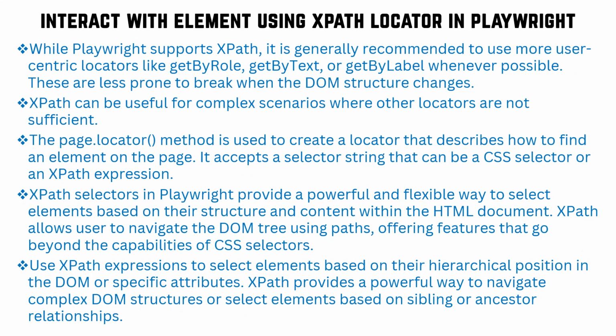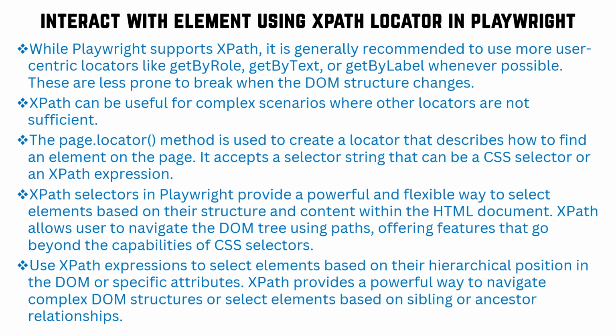So while Playwright supports XPath, it is generally recommended to use more user-centric locators like get by role, get by text, or get by label wherever possible. These are less prone to break when the DOM structure changes. XPath can be useful for complex scenarios where other locators are not sufficient. The page.locator method is used to create a locator that describes how to find an element on the page. It accepts a selector string that can be a CSS selector or an XPath expression.